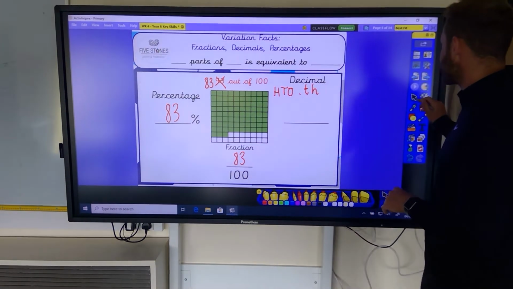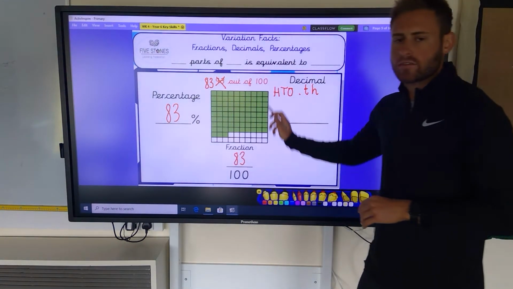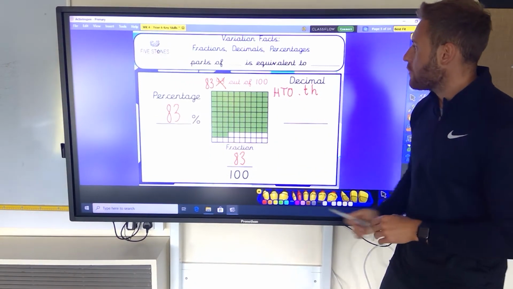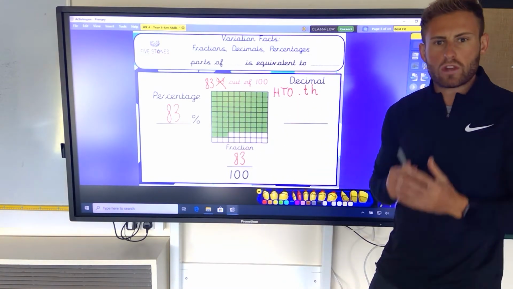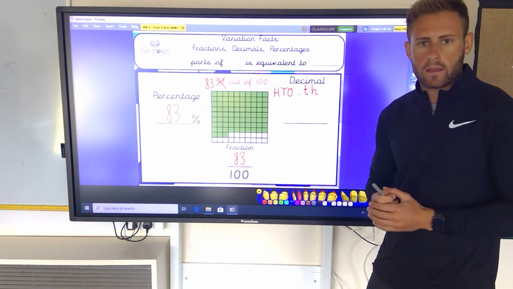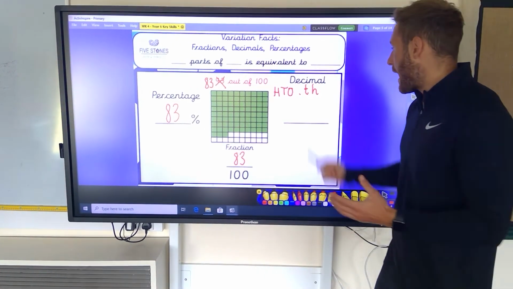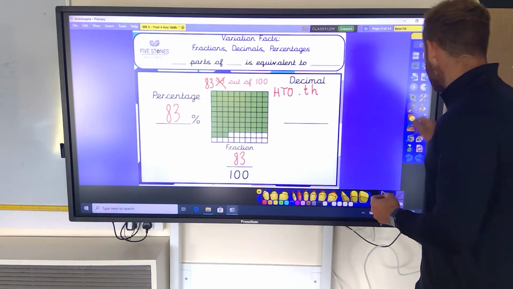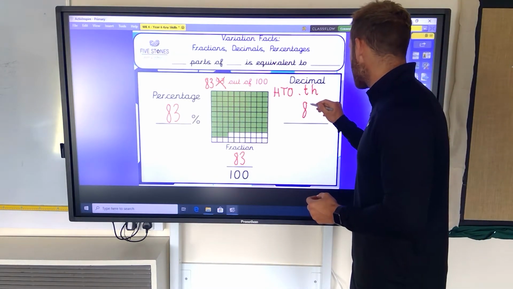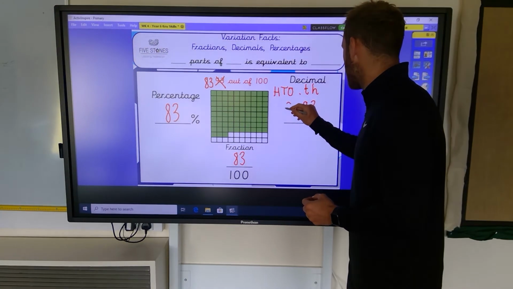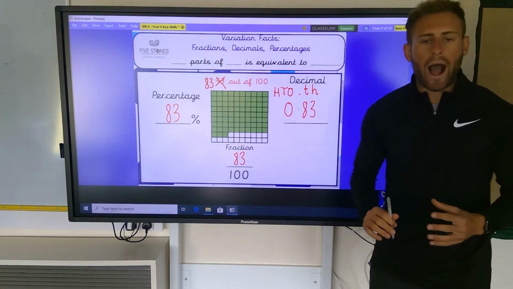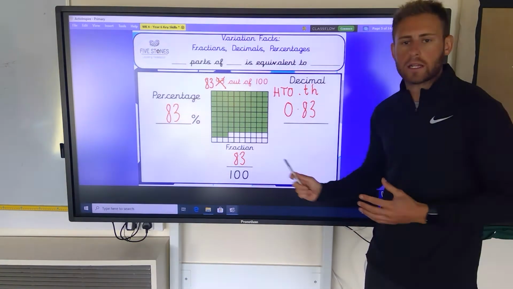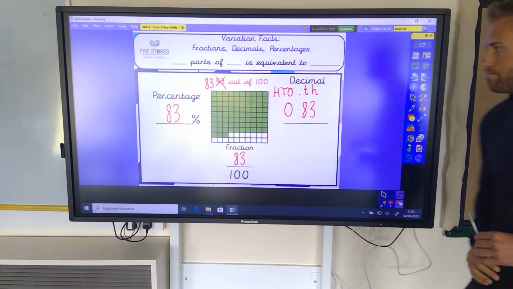And looking at my representation, this grid lends very well to hundredths because there are 100 individual parts. And we've already found out that there are 83 hundredths of that grid. However, in our place value, I can't write 83 hundredths in that hundredths column. 83 hundredths goes over into our tenths column as well. I want you to explain why. So why does that 83 hundredths end up coming into our tenths column? Off you go.